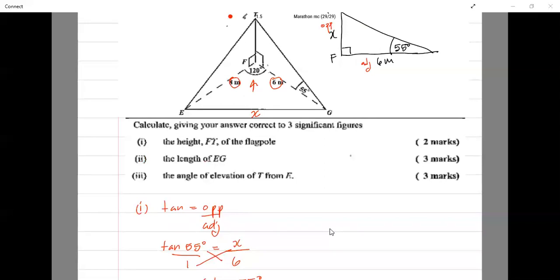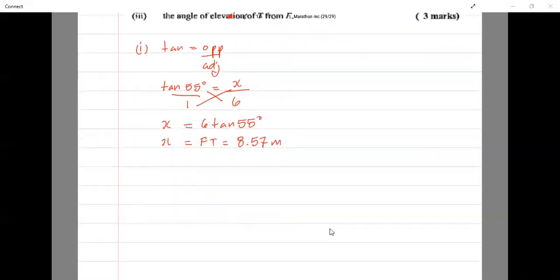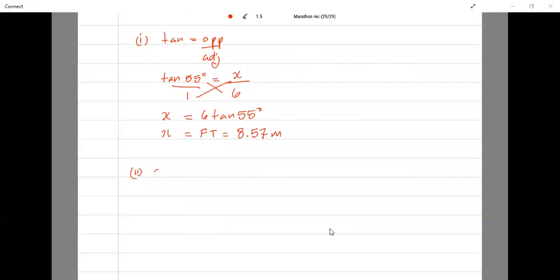All right, so in the cosine rule formula, this would be little a. The inclusive angle would be big A, so the 120 would be big A. And this would be B and this would be C. So let's apply the cosine rule formula. A squared is equal to B squared plus C squared minus 2BC cosine A.